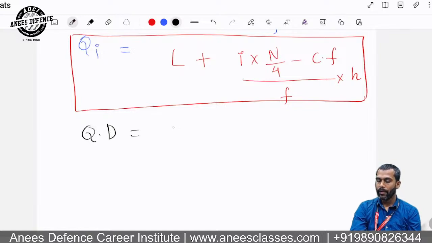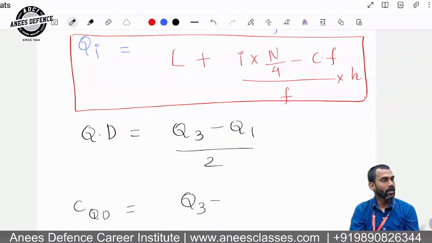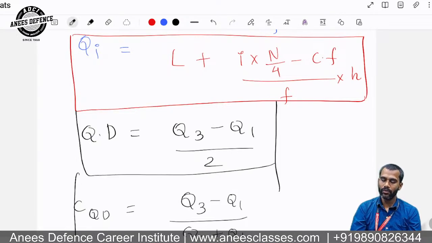Quartile deviation is Q3 minus Q1 over 2. And coefficient of quartile deviation, you already know what we have to do. As we have seen for range, H minus L over H plus L, similarly, Q3 minus Q1 over Q3 plus Q1. So these are the two more formulas that you have to remember.